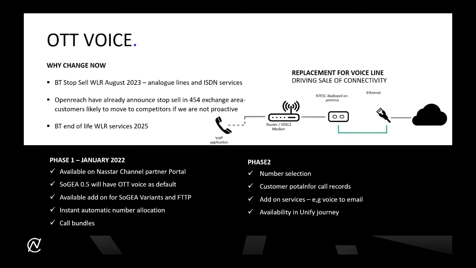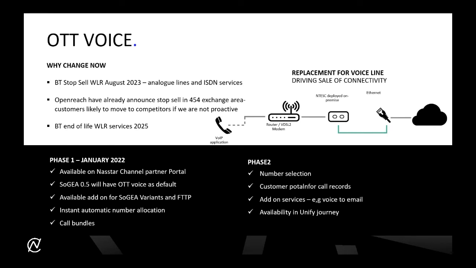Now, the analog line replacement service is a simple over-the-top voice service that will go on top of the SOGEA service. This will be available on the customer portal from January, and if you order SOGEA 0.5, the over-the-top voice service will be as a default. It will also be available as an add-on for all the other SOGEA data services and FTTP. Customers who order this service will get an automatic number selection straight away as they order so they don't have to wait any time to get a number. And we'll have call bundles as an option.